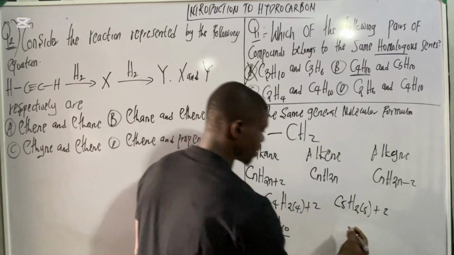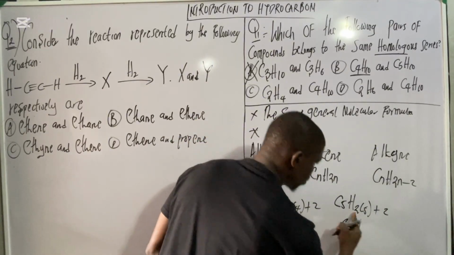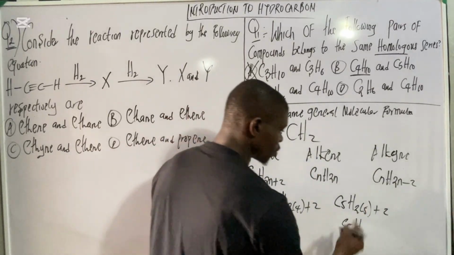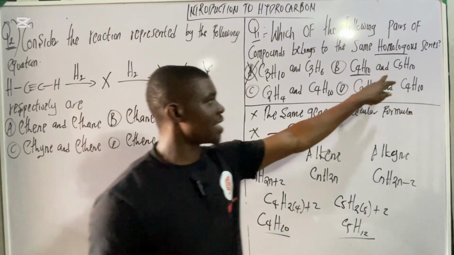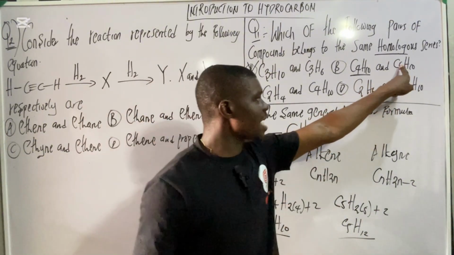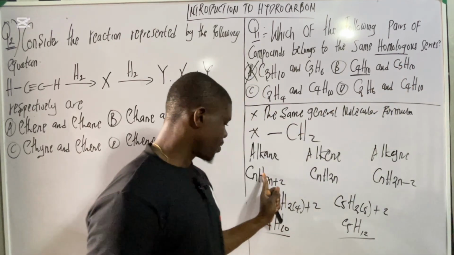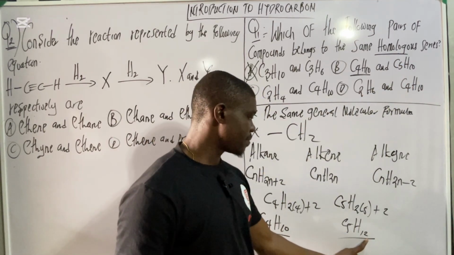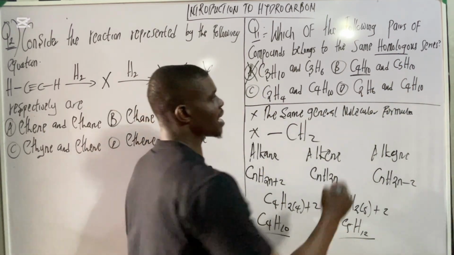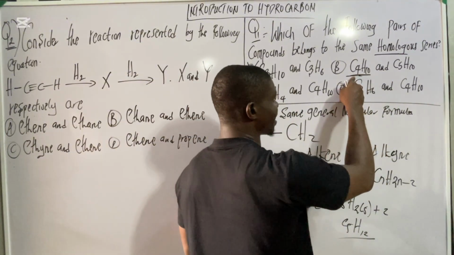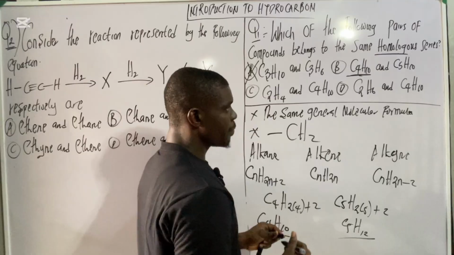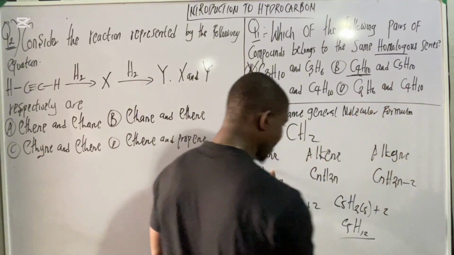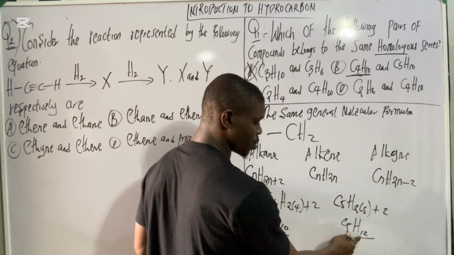Now which is going to be what? C5H, 2 times 5 is 10, plus 2, which is going to be 12. Now these two, if you plug 5 here, you're going to get C5H10, right? So this one is an alkane, but this one is not an alkane, because if you put 5 here, you're supposed to get C5H12.